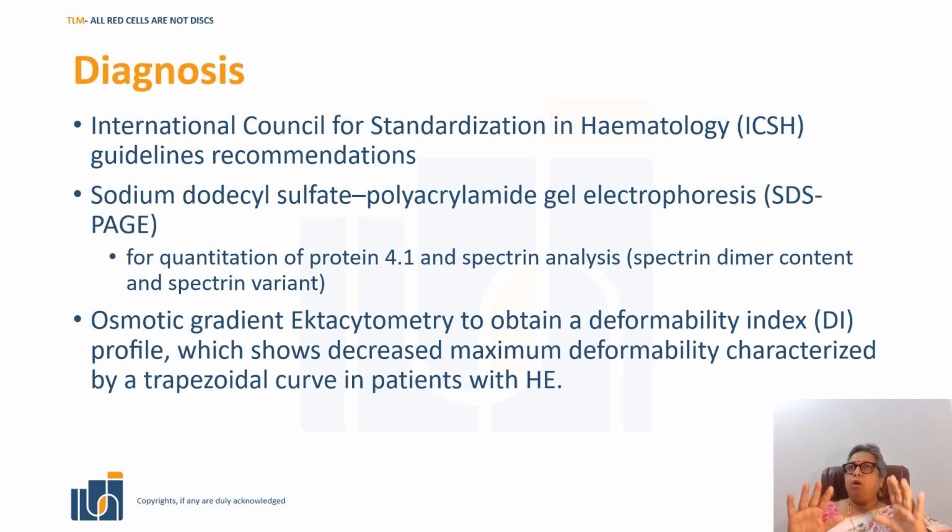Honestly, this is all theory for me, and since these are the recommendations, they have been put here so that we are all aware of the recommendations. Unless you have a very dedicated laboratory, these things are not going to be done except probably in a center of excellence or a reference laboratory. But this is how you diagnose, where you're proving that there is a defect in the cytoskeleton and also that there is a decreased deformability index vis-a-vis a normal red blood cell.